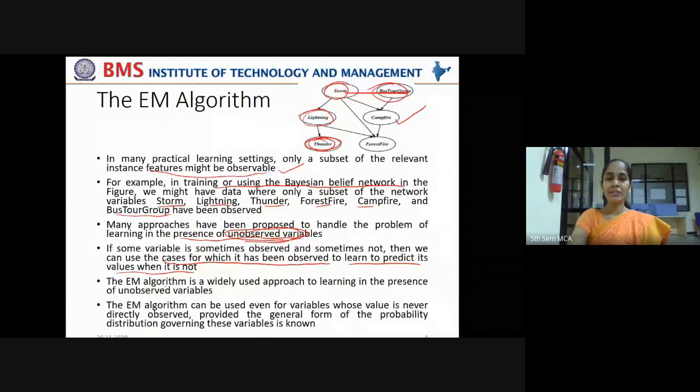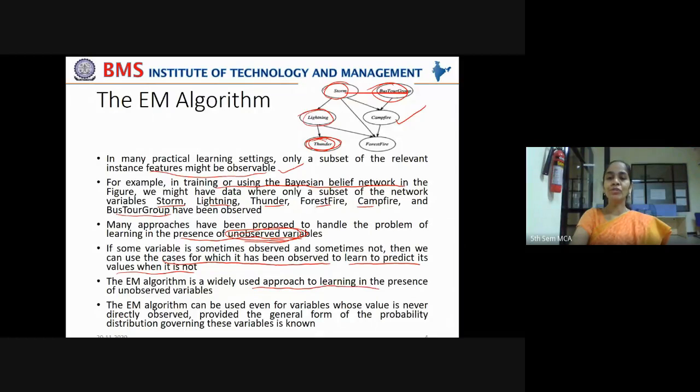Now, the expectation maximization algorithm is a widely used approach to learning in the presence of unobserved variables. This is the most prevalently used, most frequently used algorithm, the EM algorithm, in order to predict the values of unobserved data given the values of observed data. Observed data values have to be given, then it can guess unobserved values of the variables.